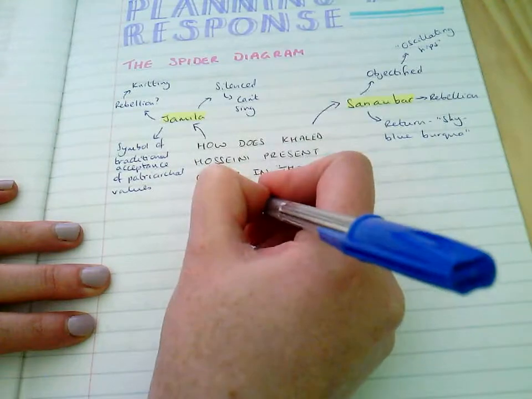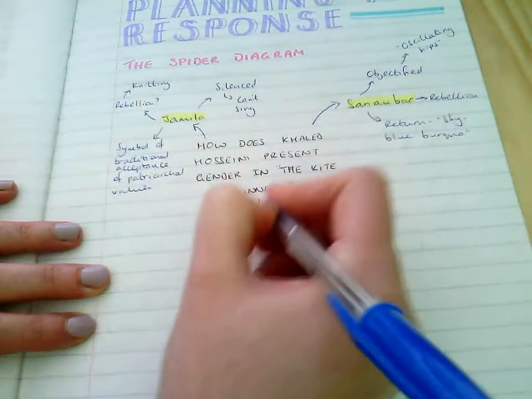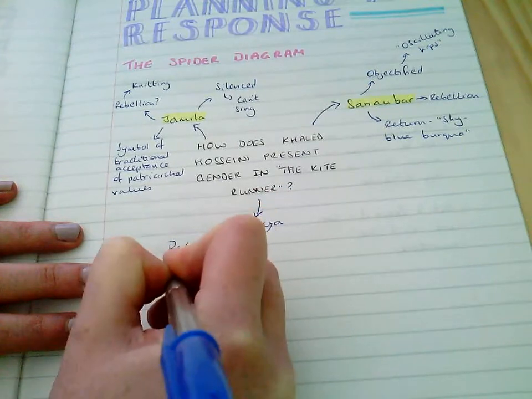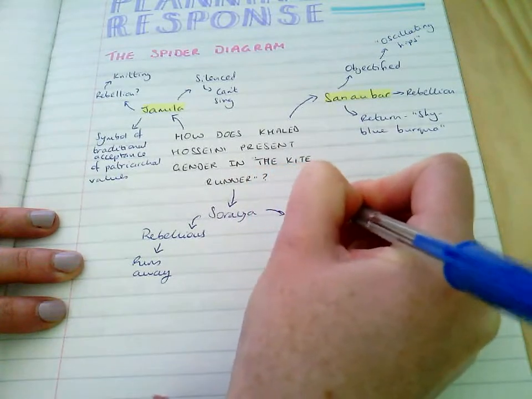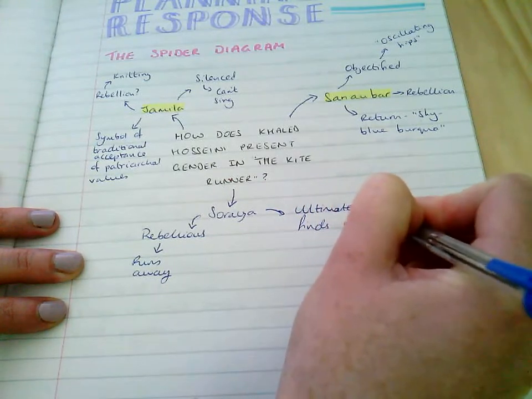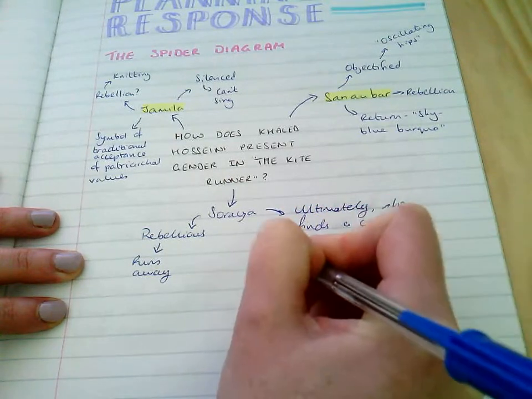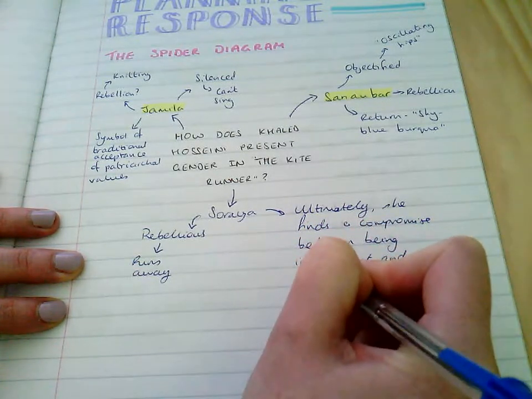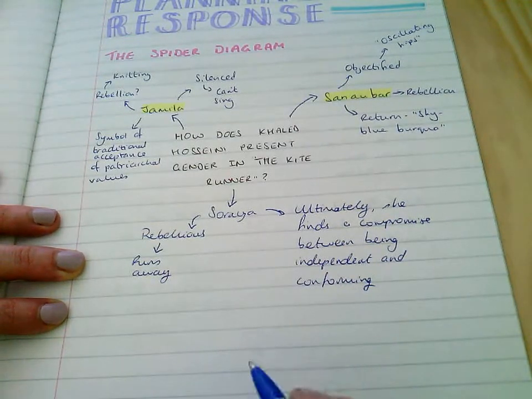So I'm going to model this, and I'm just going to add another character on the bottom here. I'm going to think about the character of Soraya, who is a rebellious character. She runs away from home. But ultimately she manages to find a compromise between being independent and conforming. And I would also have a little think about which bits of direct evidence from the text I might use to back that up.